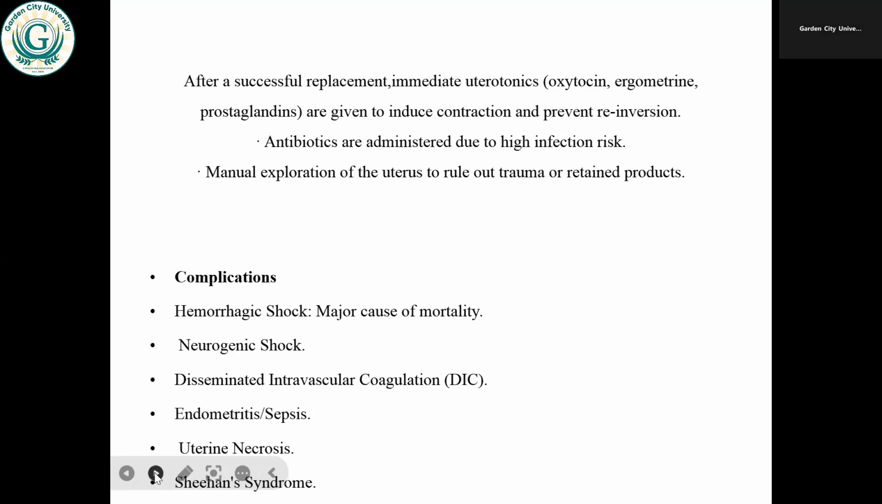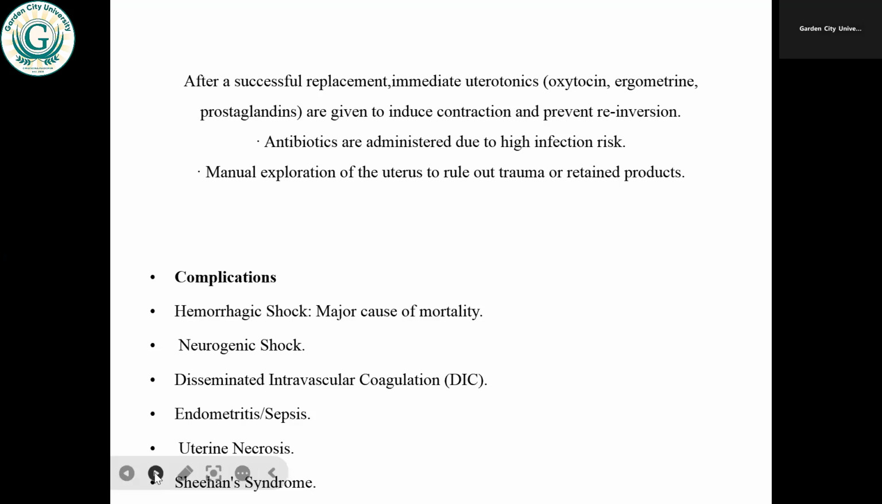We also have endometritis. When infection is not treated properly, since during manual replacement or the surgical procedure certain bacteria have been introduced to places where they are not supposed to be, and so when antibiotics are not administered correctly, definitely endometritis will occur. And as the uterus inverts, blood supply can be cut off when interventions delay. So when interventions delay and blood supply is cut off, the uterus will become necrosed, leading to uterine necrosis.